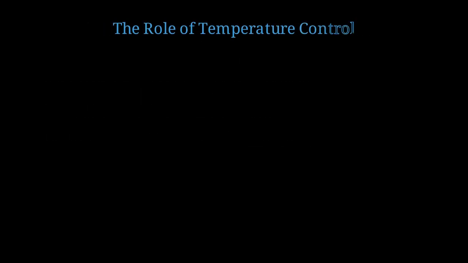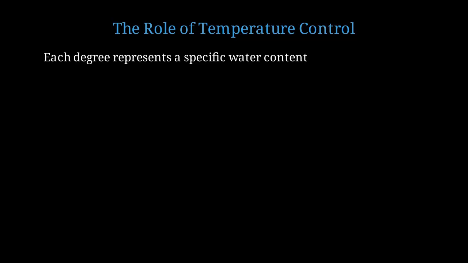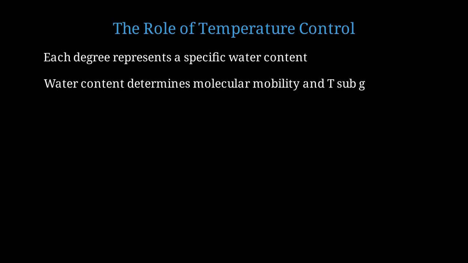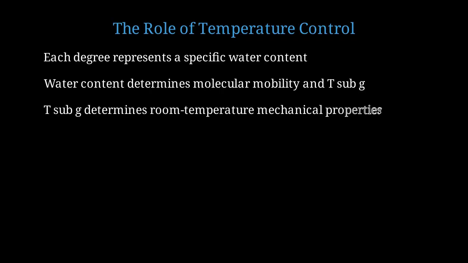Let me emphasize again why temperature control is absolutely critical in candy making from a scientific perspective. Each degree of temperature corresponds to a specific equilibrium water content through the boiling point elevation relationship. That water content directly determines molecular mobility and the glass transition temperature of the final product. The glass transition temperature, in turn, determines whether the candy will be hard, chewy, or sticky at room temperature.